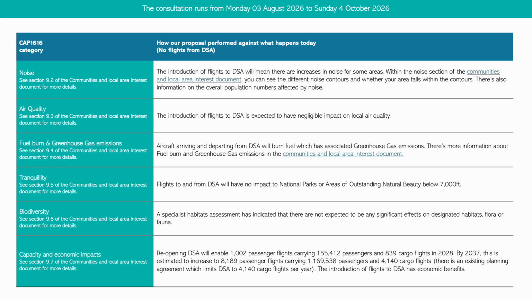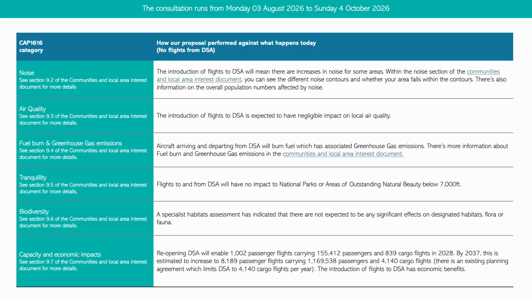We're only expecting the introduction of flights to the airport to have a negligible impact on air quality. This is because the airspace change process dictates that it's only that portion of the flight below 1,000 feet that is considered to have an effect on air quality. For example, the airspace change process doesn't take into account the operations at the airport itself, or for example the increase in road traffic from cargo and passengers travelling to and from the airport.